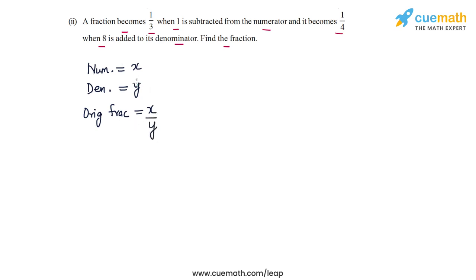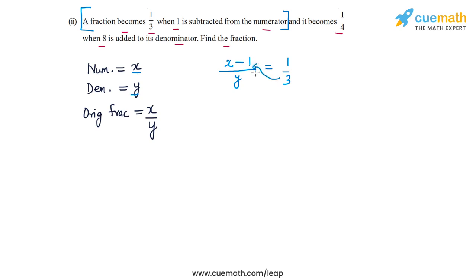Now, what are the two pieces of information that will help us set up a pair of linear equations in x and y? Well, the first piece is this one, which says a fraction becomes 1 by 3 when 1 is subtracted from the numerator. So the numerator is x. When 1 is subtracted, we have x minus 1, and the denominator is y. So x minus 1 by y, this becomes 1 by 3. So this gives us our first equation in x and y.